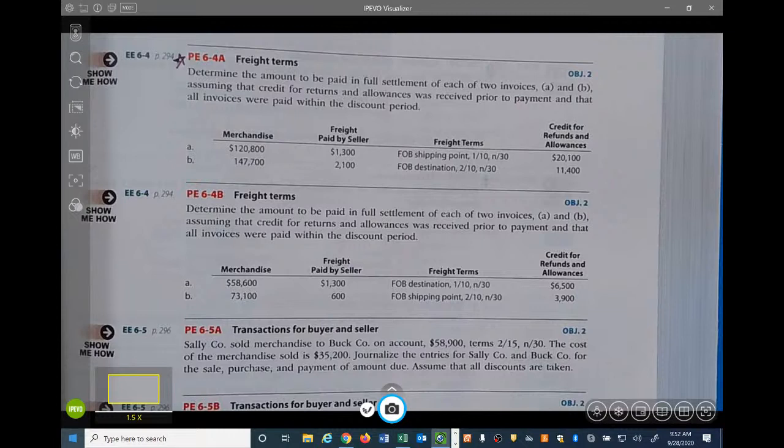How about the answer for B? You said, what was the answer for B? Answer to B was $133,574.